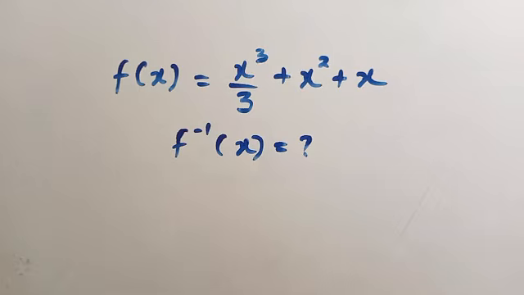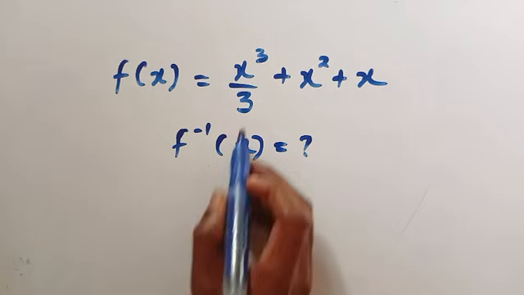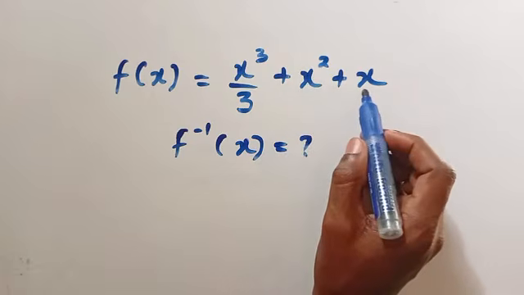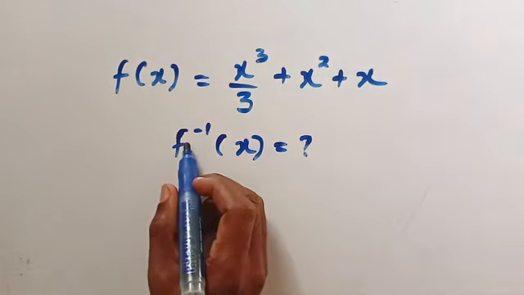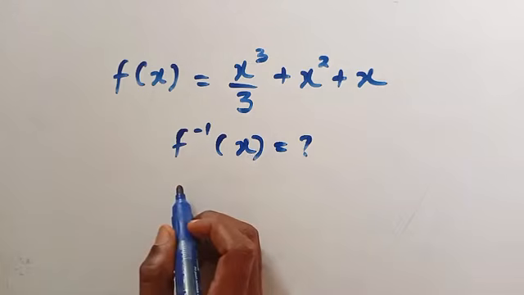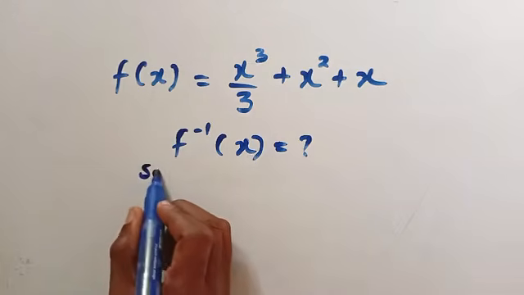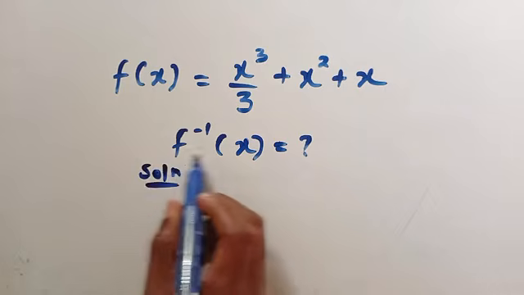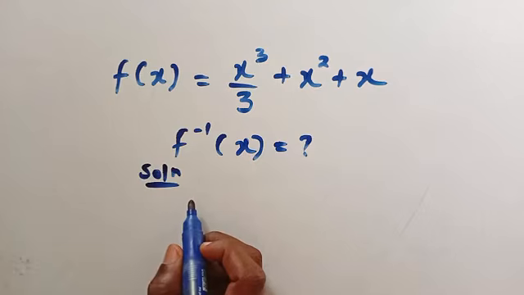Let's solve these functional equations. We have f of x equals x cubed divided by 3 plus x squared plus x, and what is the inverse of this function? So let's solve this problem step by step. First, we want to find f inverse of x.